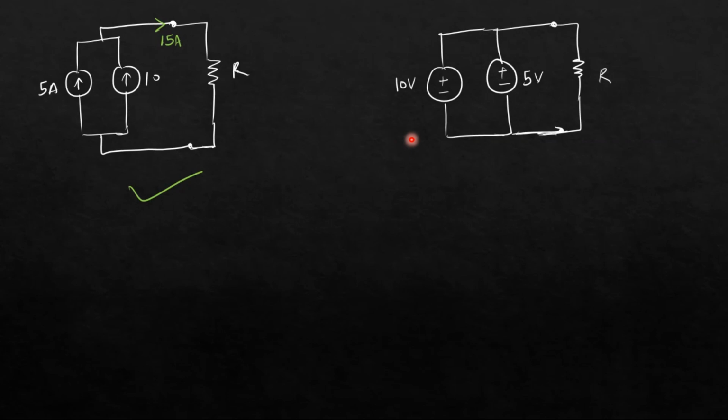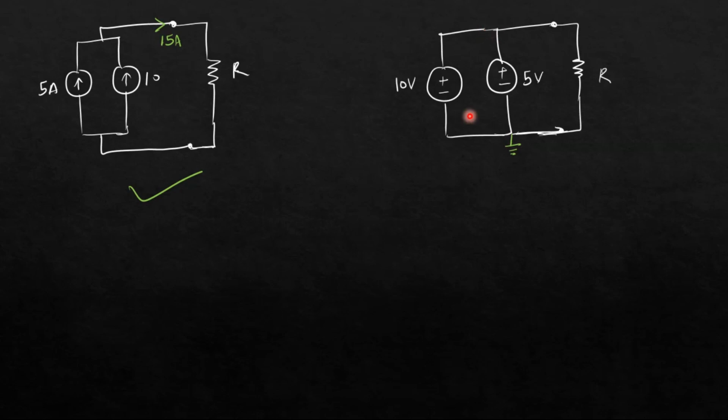But in case of voltage sources, two voltage sources cannot be in parallel. Why? Suppose you connect this point to the ground, okay? The voltage here is 0. If you travel along this path, minus to plus, the voltage at this point will be 10 volt. Travel from this side, 0, minus to plus, 5 volt. You can see that at the same point, we are getting two different voltages. One is 10 volt and one is 5 volt. This is not possible. At the same point, we cannot have two different voltages.